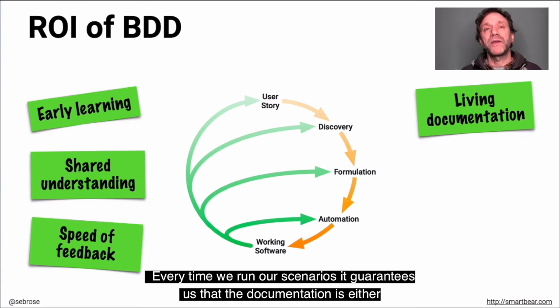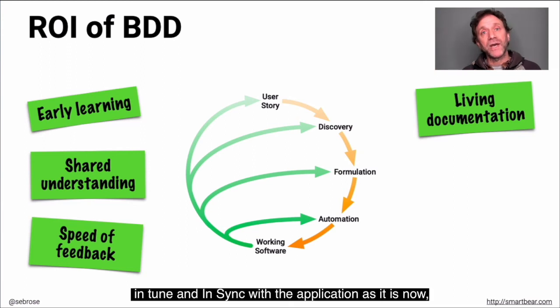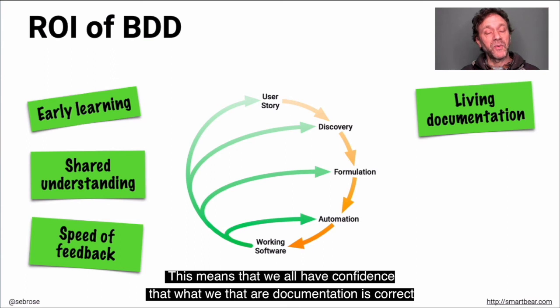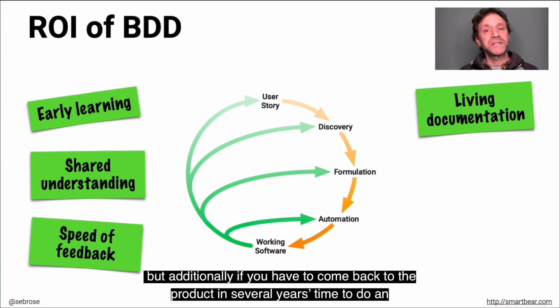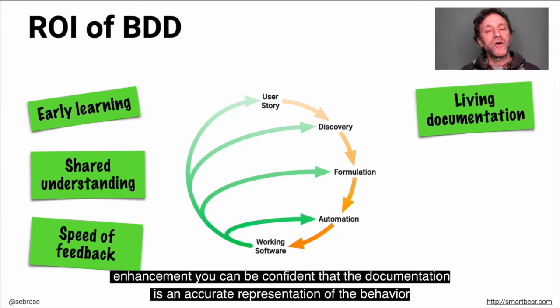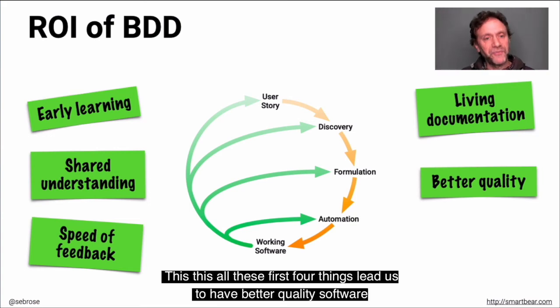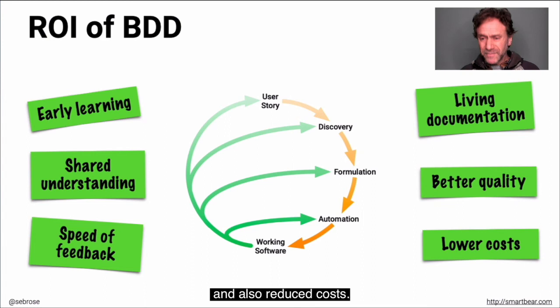Every time we run our scenarios, it guarantees us that the documentation is either in tune and in sync with the application as it is now, or we get a failing test that we need to fix. This means that we all have confidence that our documentation is correct. But additionally, if you have to come back to the product in several years' time to do an enhancement, you can be confident that the documentation is an accurate representation of the behavior of the product as it exists. All of these first four things lead us to have better quality software and also reduced costs. And the reduced costs come from fewer defects and, of course, less rework.